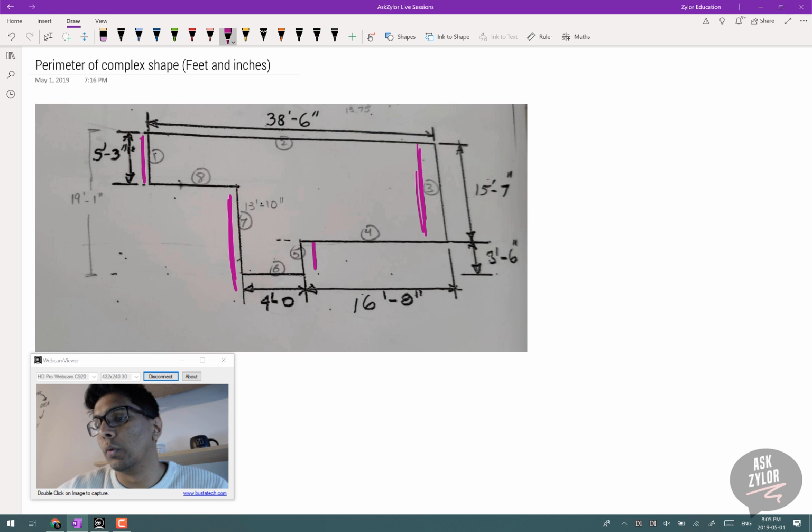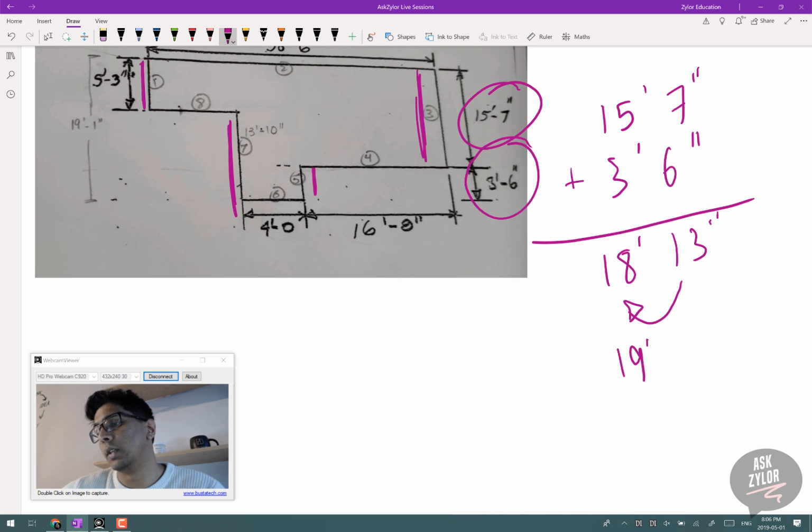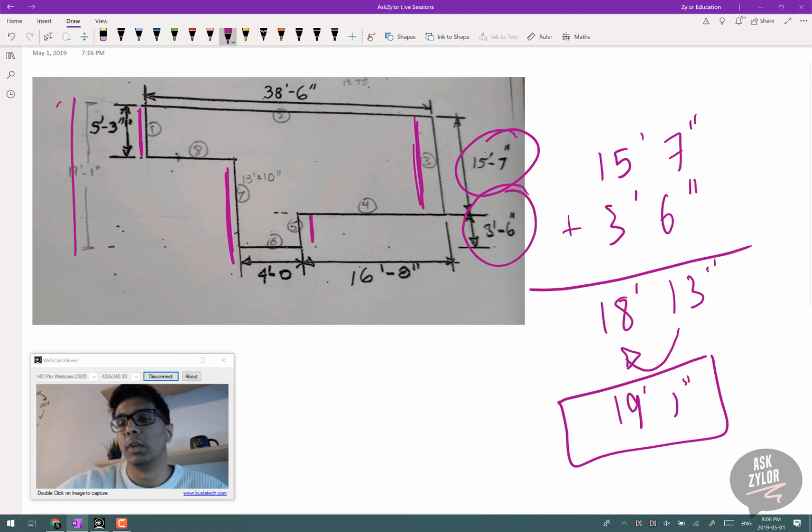Right? So we know the total distance to be 15.7 plus 3.6. So I'm going to add that up. So I'm going to say 15 feet 7 inches plus 3 feet 6 inches. I can add them up to be 18 feet, and this is 13 inches. So I'm going to convert the 13 inches to be 19 feet and 1 inch. So I'm going to label this as my width. So my width is 19 feet and 1 inch, and I'll call this distance my length.